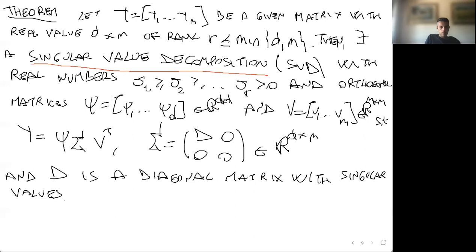An important thing is that the singular values are positive and they have an order. Furthermore, the matrix Sigma is given by a diagonal matrix, which is R by R with all the positive singular values, and then zeros in the matrix. So this is about the existence of this decomposition. Let's also see a lemma.